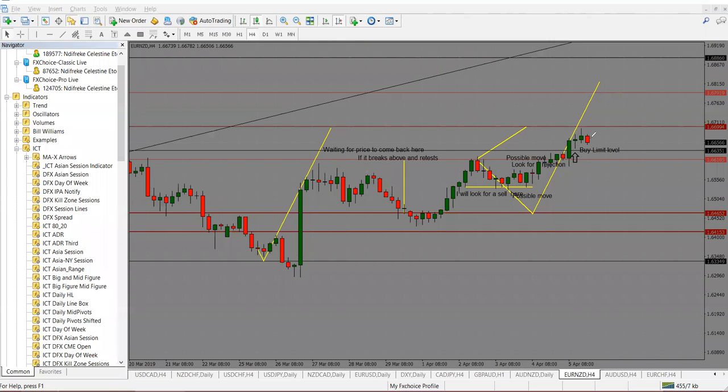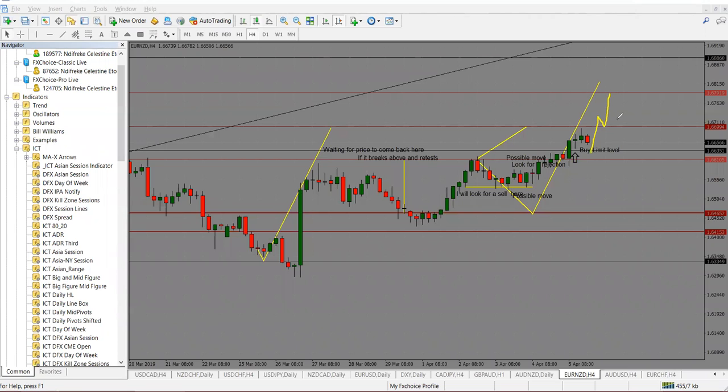So we can ignore all of that. Let it come back up. Retest that 1.66994. So your buy will be at that level. So I'm more particular about the buy. I'm not looking for the sell on this pair.